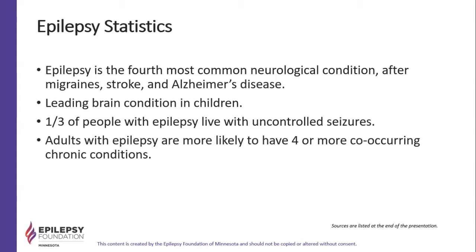You may hear the term refractory or intractable, but what it means is that their seizures are not controlled with their treatment option. So that's a good portion of the people with this diagnosis who don't have a treatment that's working. We know that adults with epilepsy are more likely to have 4 or more co-occurring conditions. Anxiety and depression are 2 that I mentioned before, but things like autism, ADHD, and one of the biggest pieces for adults is sleep disorders.